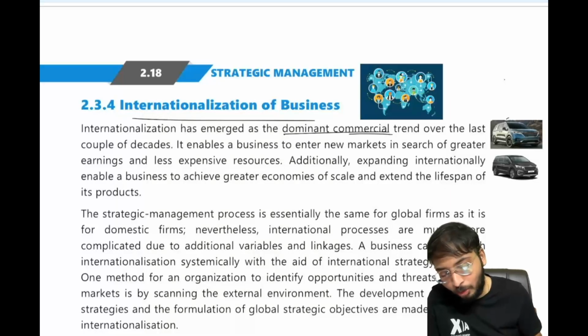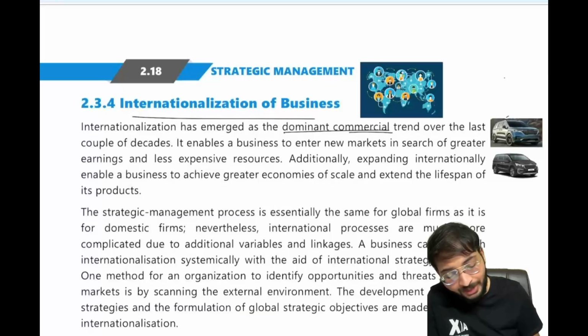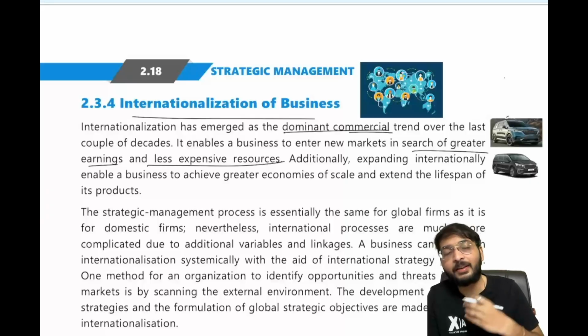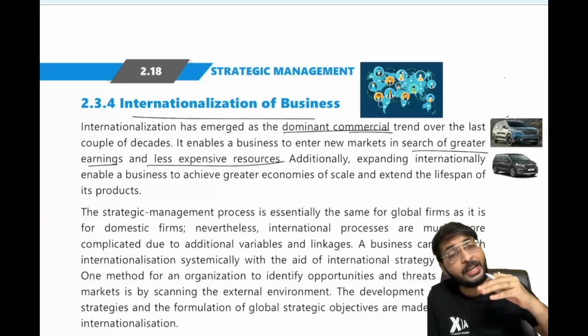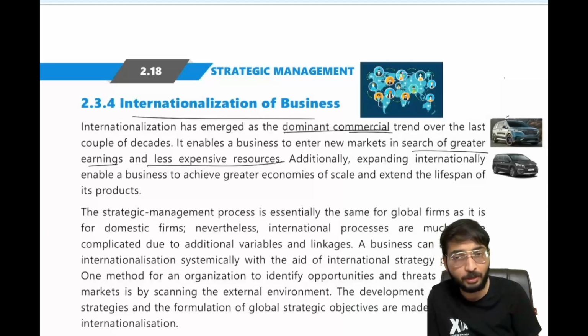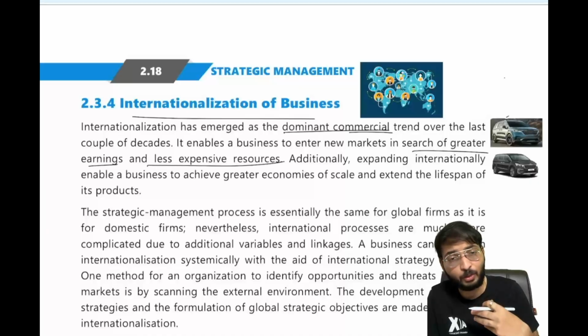Why do they want to go global? Number one, in search of greater earnings and less expensive resources. Companies like Accenture, why are they coming up and setting up in India? Because India has cheap labor. Here, chartered accountants, if they get 1 lakh, in the US you have to pay 10-15 lakh at least, because their cost of living is higher over there. So, less expensive resources. And number two, in search of greater earnings. The lesser the expenses, the greater the earnings.